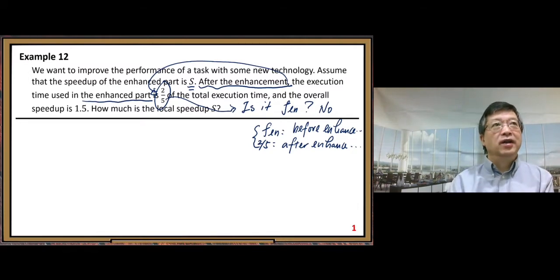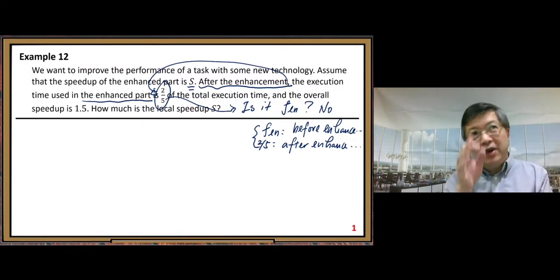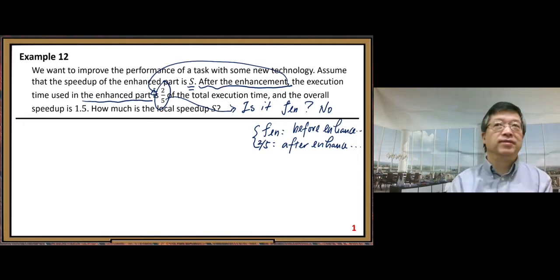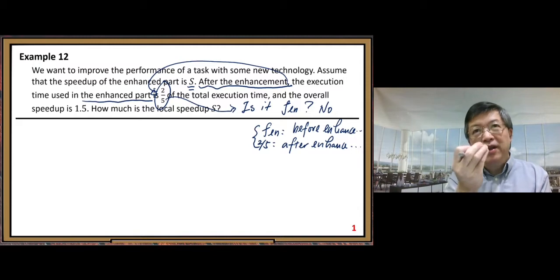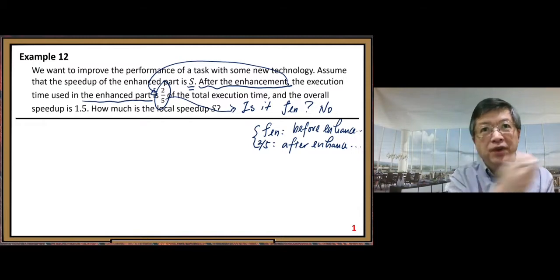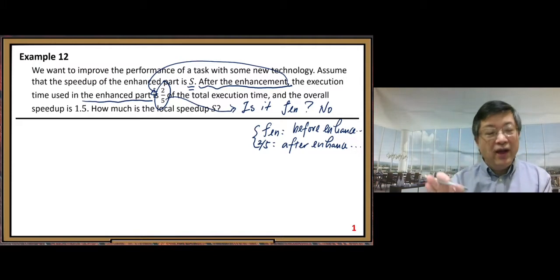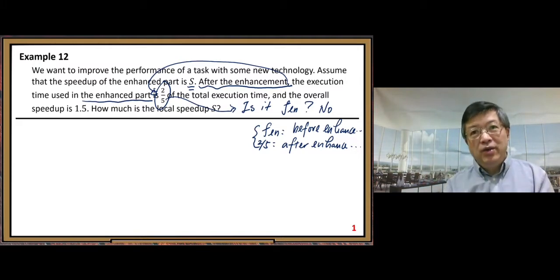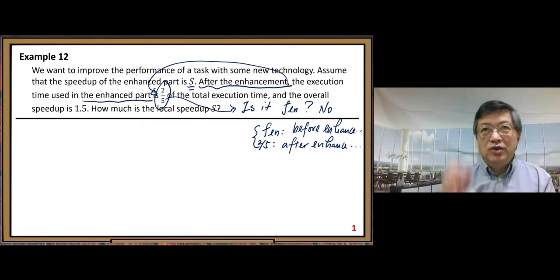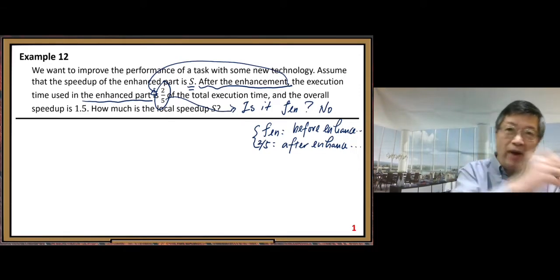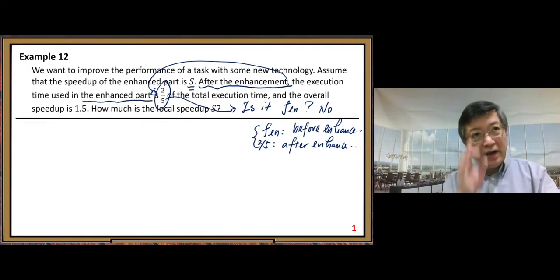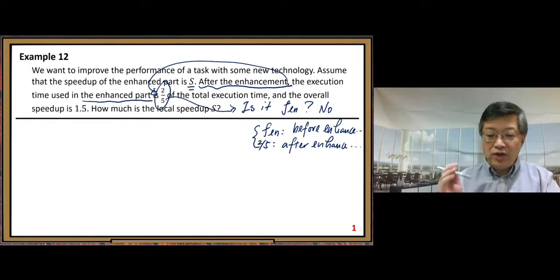In our textbook, it also emphasizes this point. So this is the biggest thing that people could get confused about. If you pay attention to this one, it will be much better for you to solve this problem correctly. So let's look at how to solve this problem.